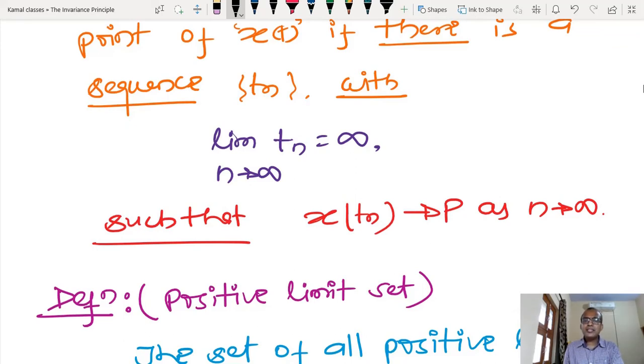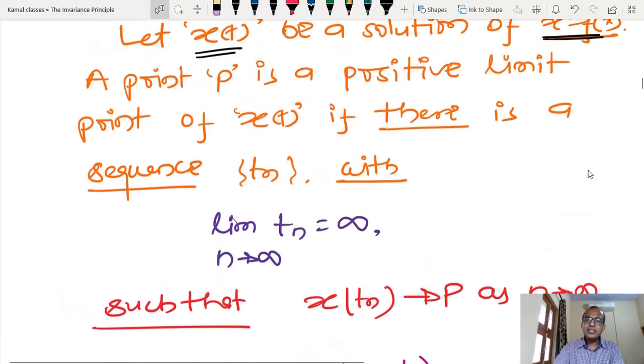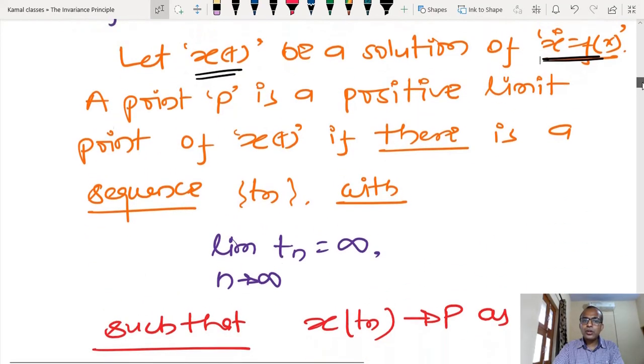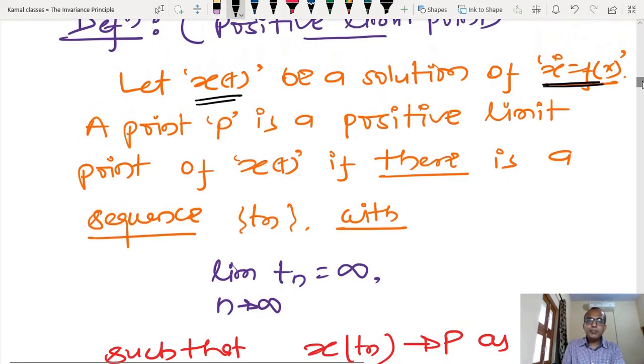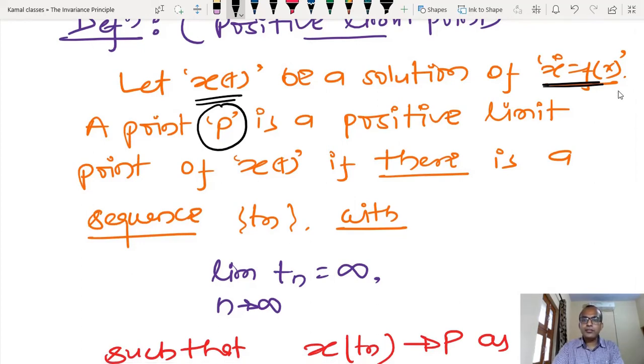Okay, so it means that I have some solution, and what I am going to see is the futuristic value of the solution. So each time I am going to see the progress of the solution. So if p is the positive limit set, then that solution x(t) is tending towards that p. Okay, that is the meaning of this particular definition.